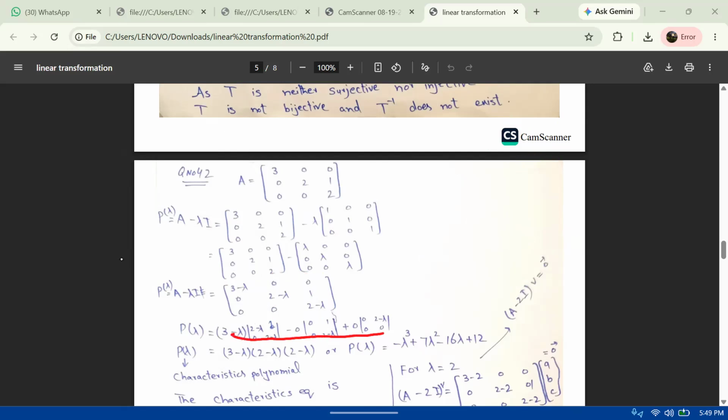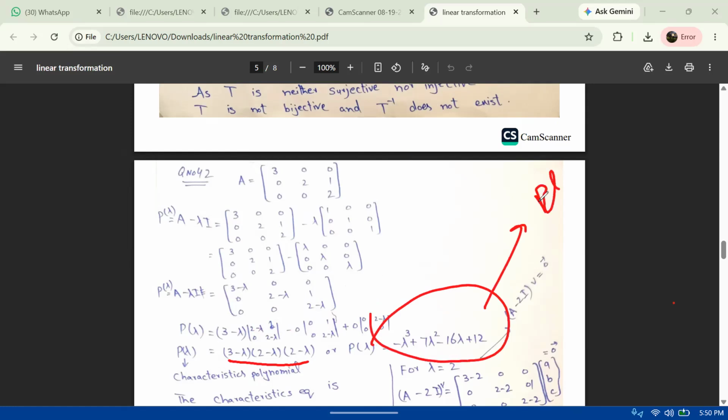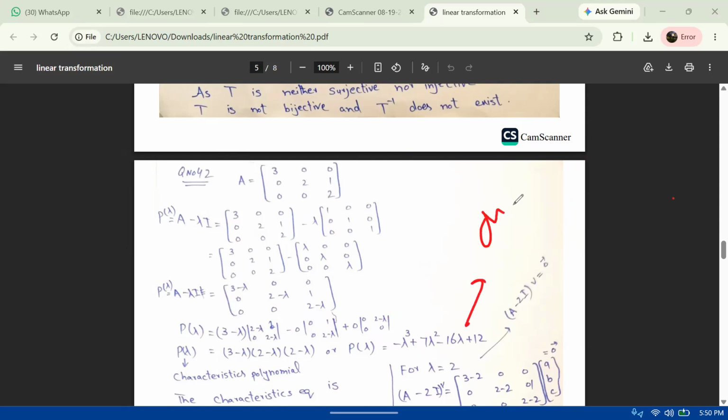So actually this is 3 minus lambda, then 2 minus lambda multiplied with 2 minus lambda, and here 0 multiplied with 1 just gives you 0, and this 0 makes the whole thing 0, and this 0 also makes the whole thing 0. So you multiply all these terms and you get this polynomial. This is actually the characteristic polynomial. I am writing CH polynomial to save time, which is the characteristic polynomial.